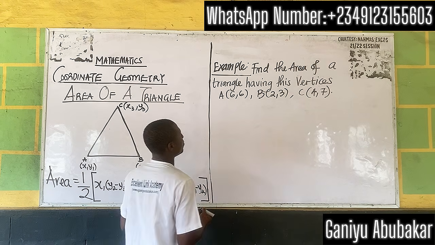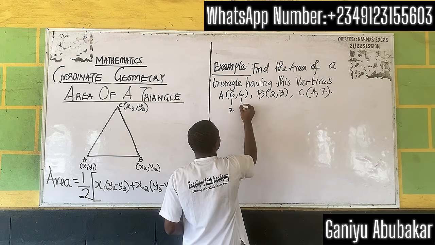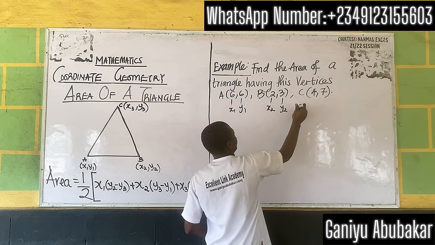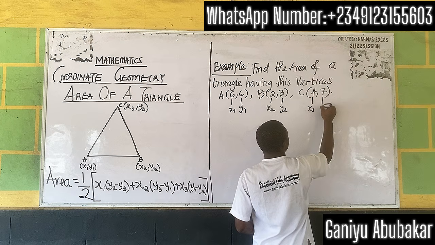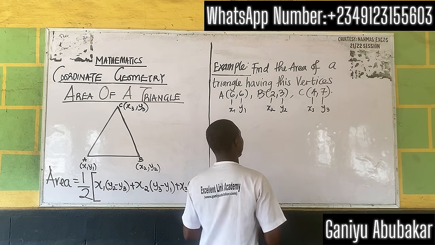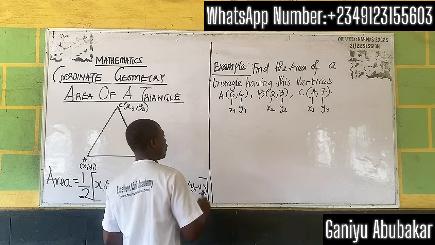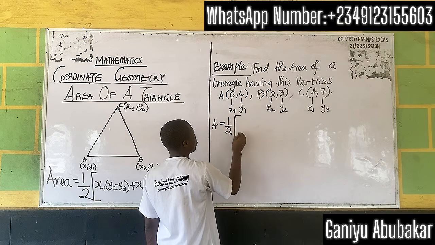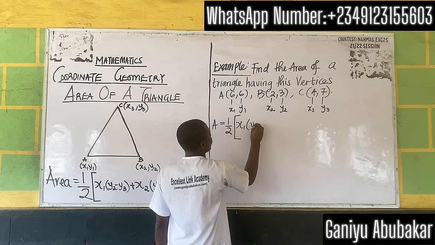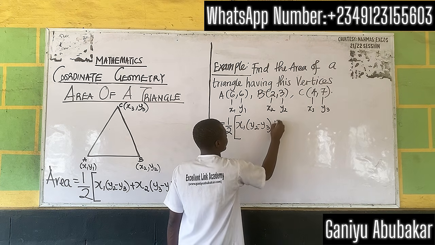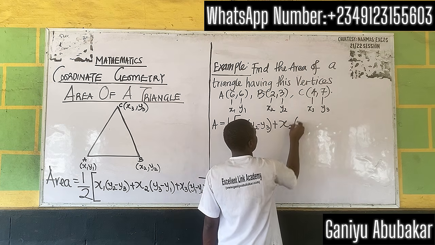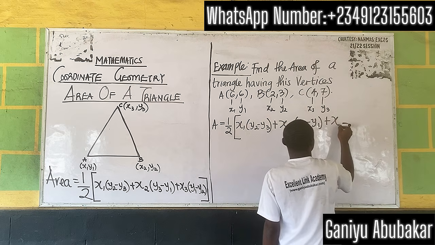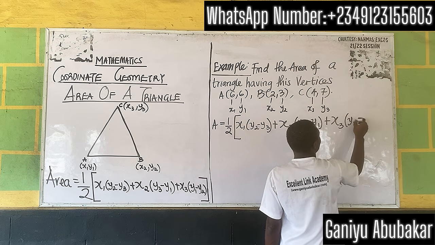So in this case, this is x1, y1, x2, y2, x3, y3. Now we are asked to find the area of a triangle. Formula: the area A is what? Half into x1 into y2 minus y3 plus x2 into y3 minus y1 plus x3 into y1 minus y2.